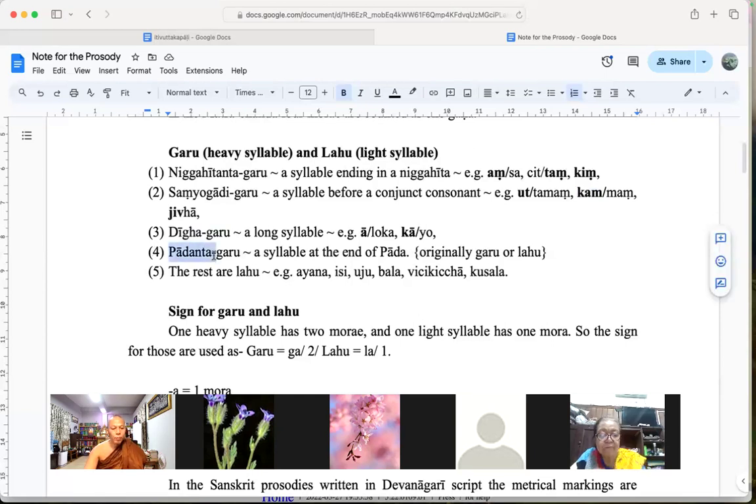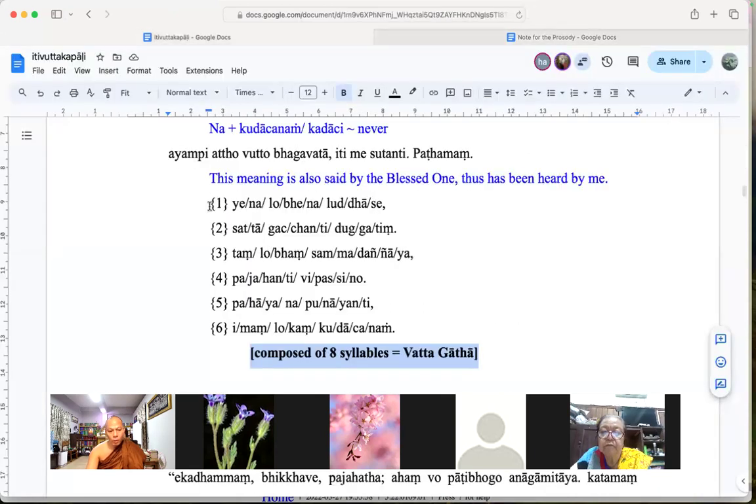And then badanda Garu, that is an exception. Sometimes even though it is at the end of the line, and it is a short one, it is occasionally considered a Garu. Okay, so a syllable at the end of the bada. Bada means that line. In the previous example, these are called bada: one bar, first bada, second bada, and third bada, and so on. So at the end of that word, for example this, maybe occasionally if necessary, even though it is light, it can be considered a Garu. So that is called the badanda Garu occasionally. That is an exception.